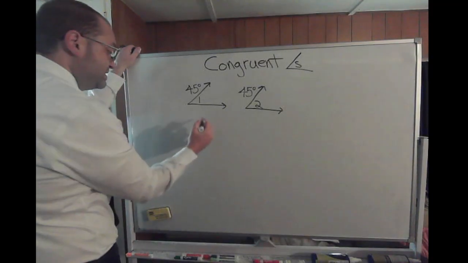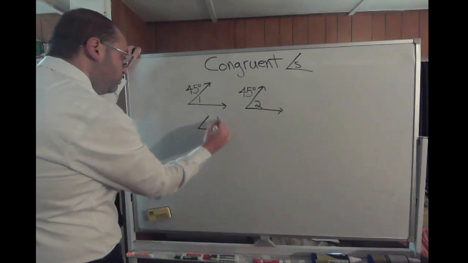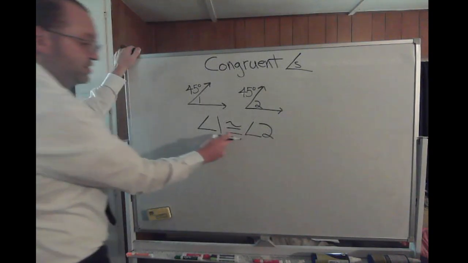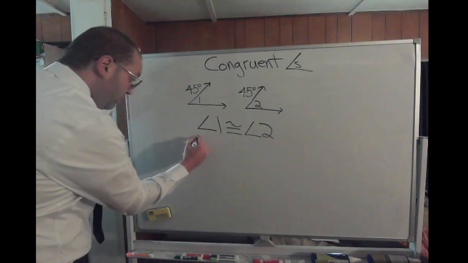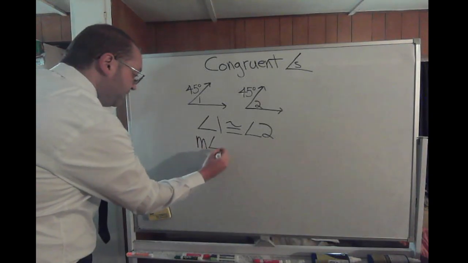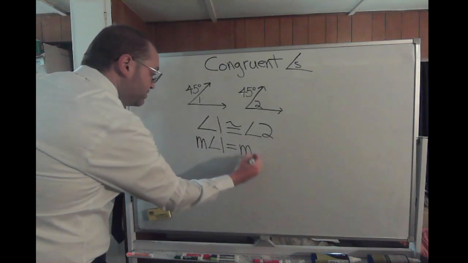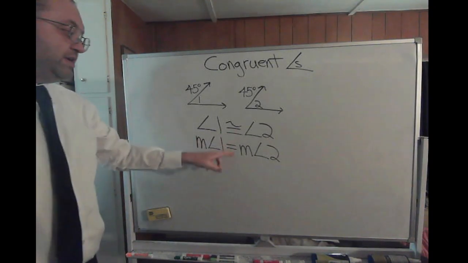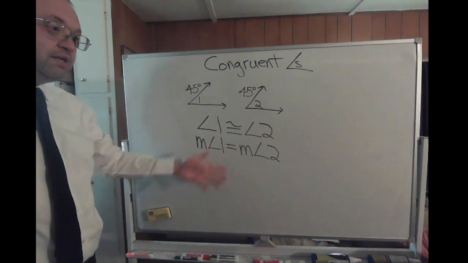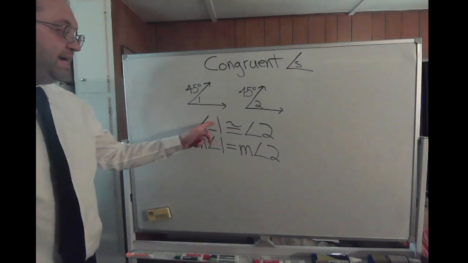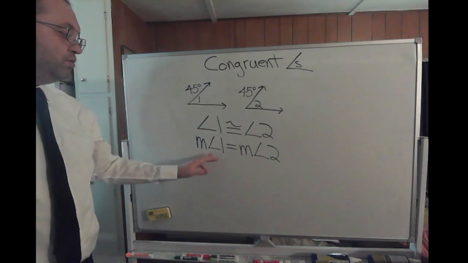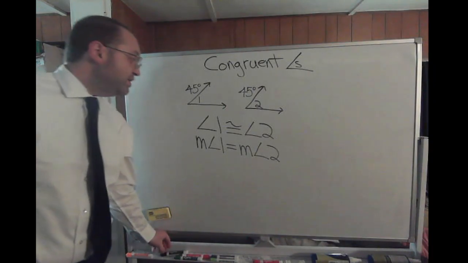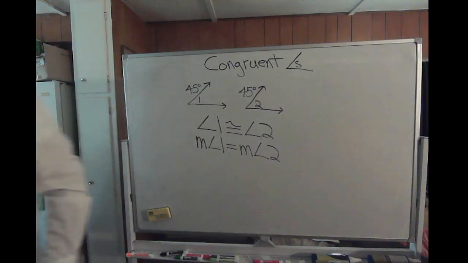So a couple ways to say this. You could say angle 1 is congruent to angle 2. There's the congruent symbol again. Or you can say the measure of angle 1 equals the measure of angle 2. Remember, congruent and equal are basically interchangeable. They mean the same thing. That's how you could deal with congruent angles.